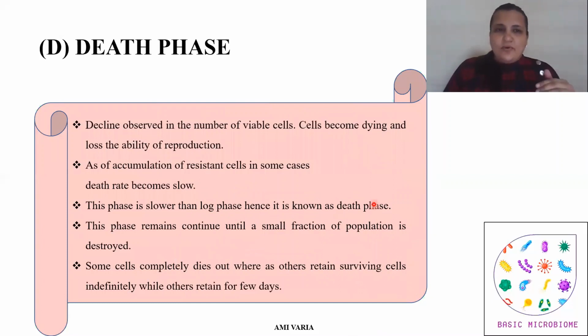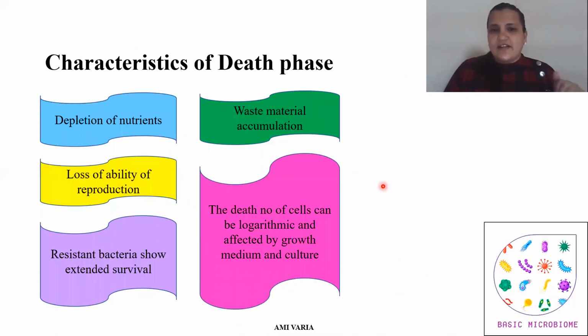Now last, fourth, the death phase. In the death phase, all the cellular activity becomes slower, and because of that slowing, cell division stops or is near to stopping because of the exhaustion of all the nutrients as well as the dissolved oxygen availability. These are the characteristics of the death phase.